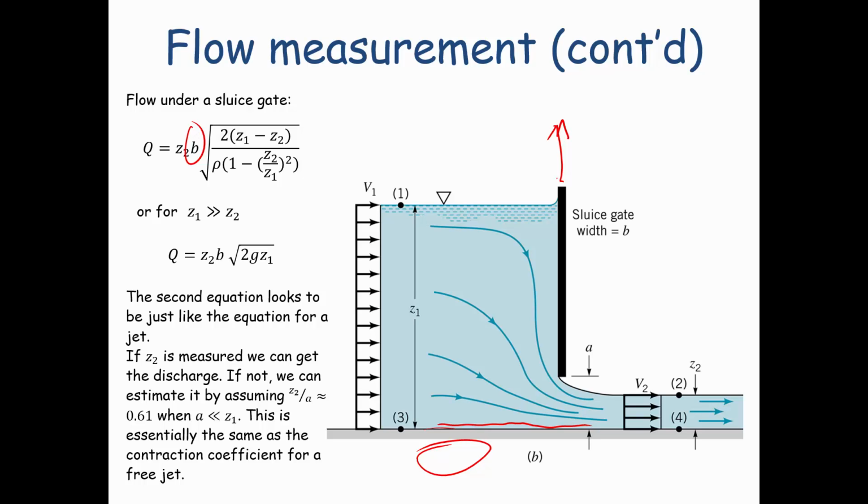In the situation where Z1, the depth of flow behind the gate, is much greater than the depth Z2 of the jet coming downstream of the gate, we can drop some of those terms in the equation, and it just simply becomes Z2 times B times the square root of 2g Z1. The equation is simplified. And that looks very similar to the equation we had for a jet, in which case we assumed that the size of the reservoir feeding the jet was much larger than the opening of the jet itself.